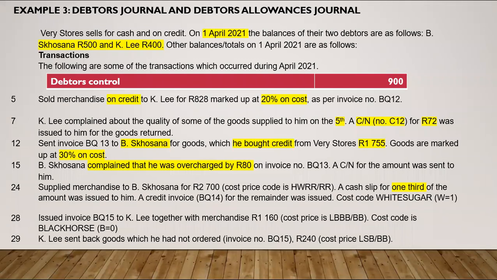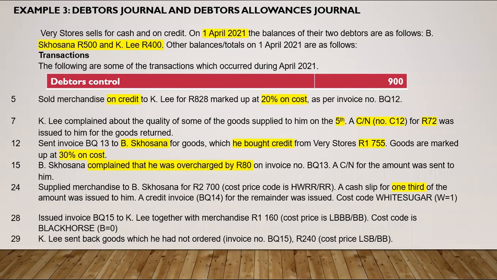For example 3, I'm just gonna run through it. It's us preparing the debtors journal and the debtors allowances journal. Okay. Now, what you need to know is, are we buying on credit or are customers returning goods to us?